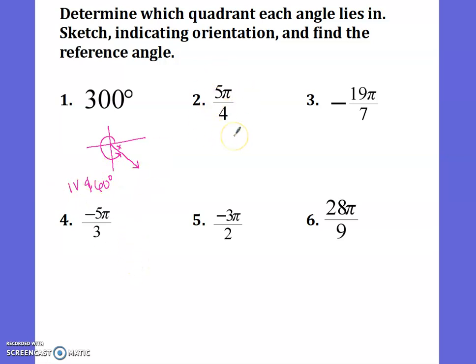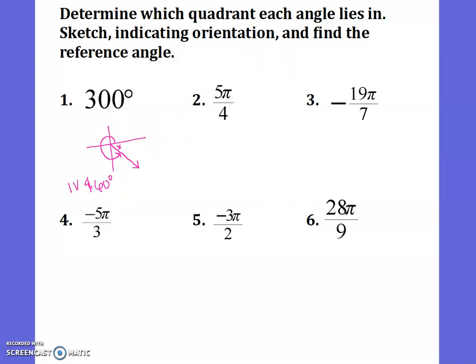Now we're going to look at radians. We are going to deal mostly with radians. And you don't want to take every single angle measure and convert it to degrees and graph it, and then switch it back to radians for the reference angle. If it's in radians, you want to stay in radians.